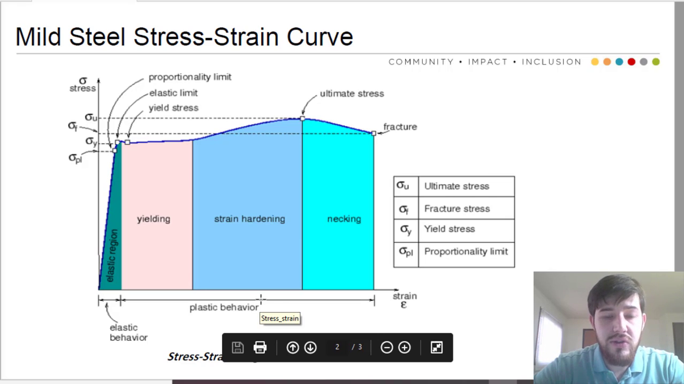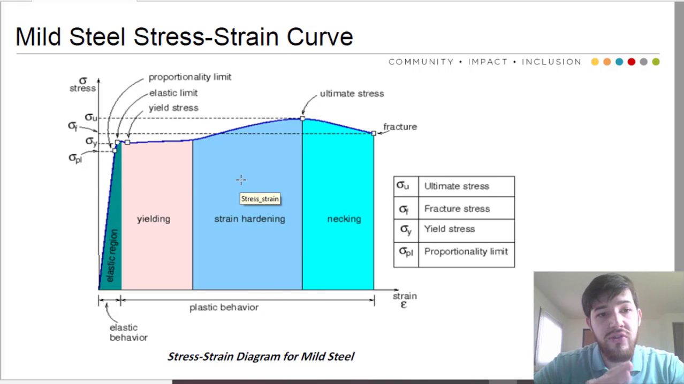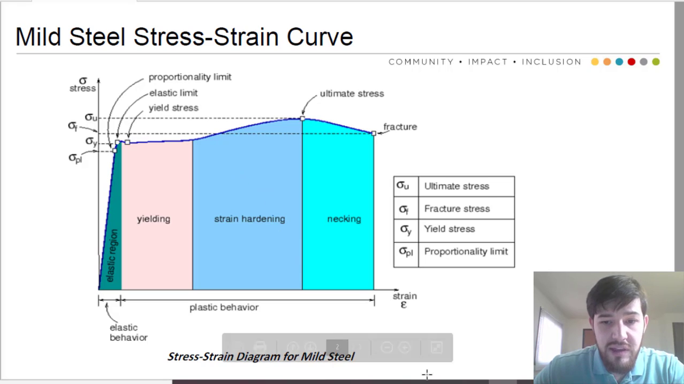So to sum up, this stress-strain curve or diagram is drawn just for mild steel, and similar diagrams can be made for many other materials.